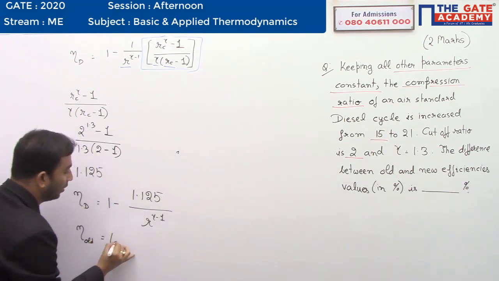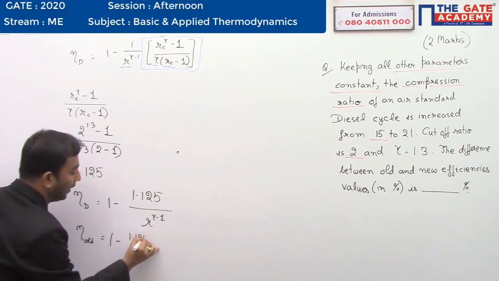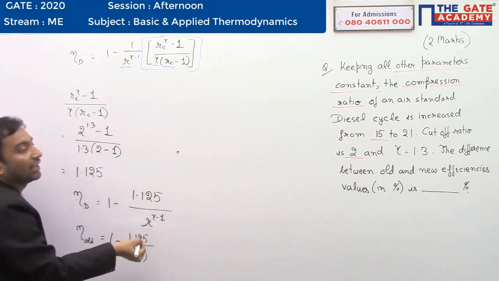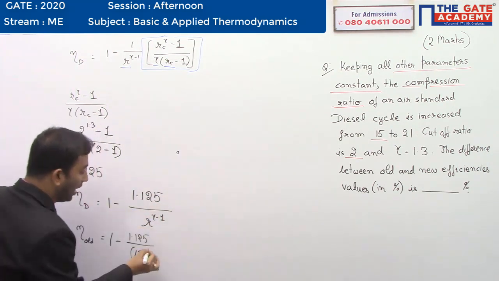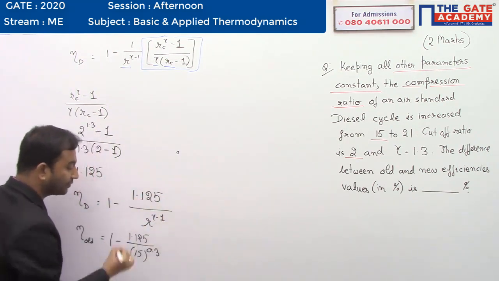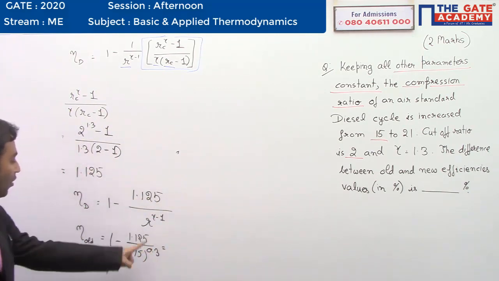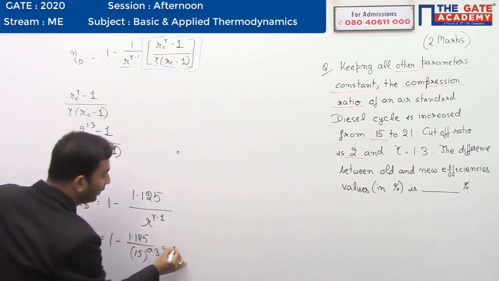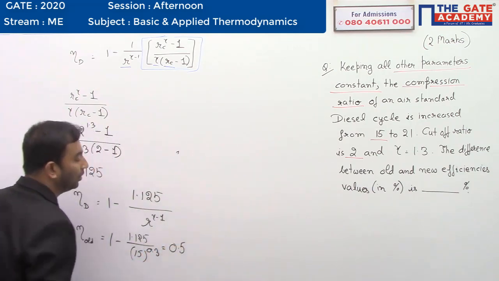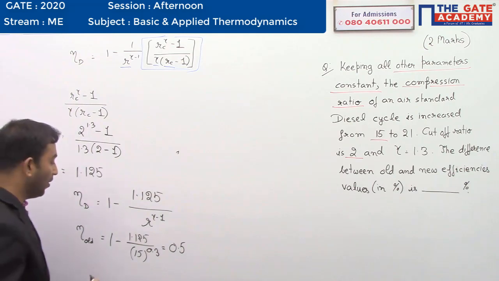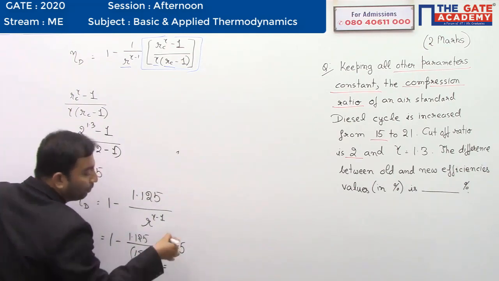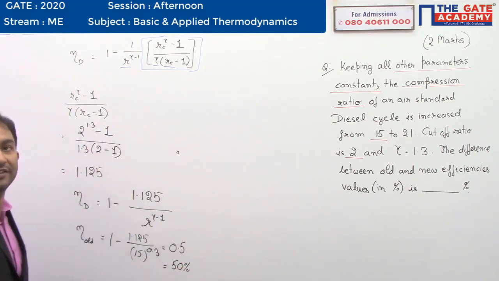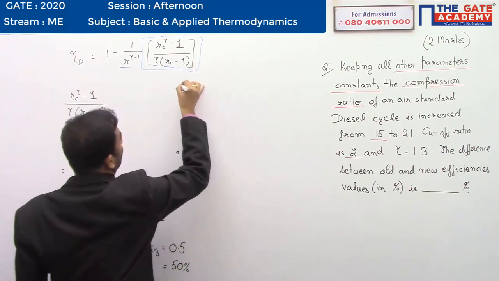For the old, if I simply put the value of R equal to 15, I'll get the old efficiency as 1 minus 1.125 divided by 15 to the power gamma minus 1, which is nothing but 1.3 minus 1, so I'll get this as 0.3. Very good. If I solve this, I'll get the old efficiency equal to 0.5, or if I convert into percentage, 50%. So old efficiency is now known to me.